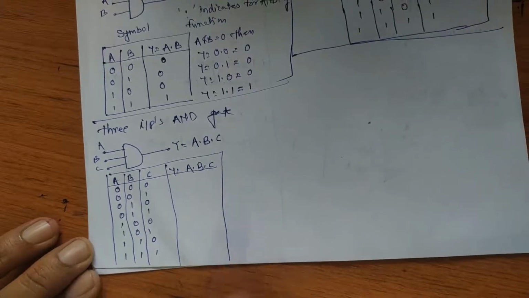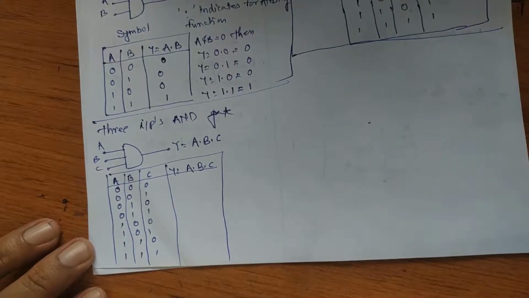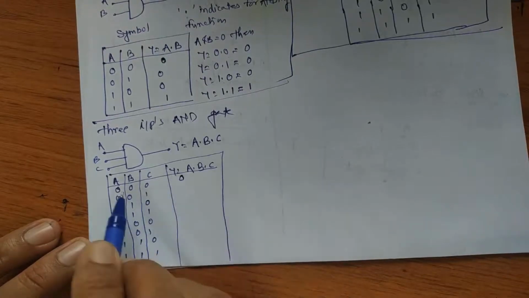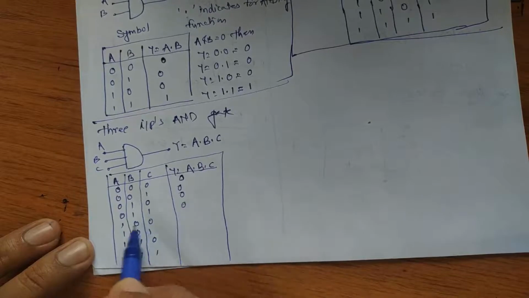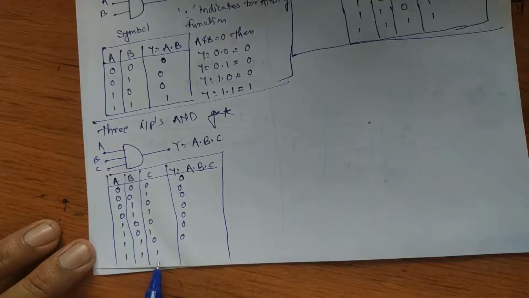What is the definition of AND gate? When any input is low, output is low. When all inputs are high, means there is no single input low, so we get here output 1.